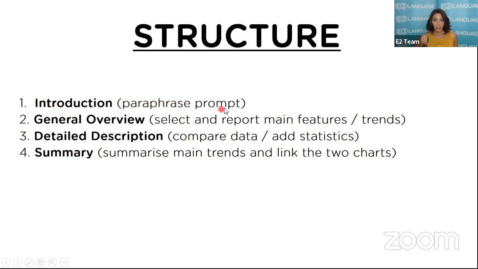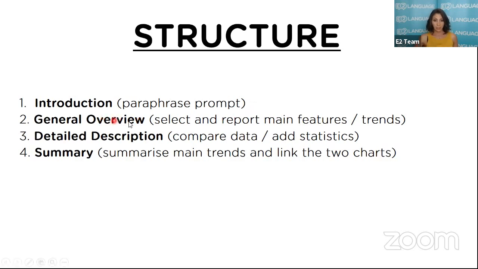So the introduction is a paraphrase of the prompt. Okay, you're given the charts and then you're given a prompt. A prompt basically tells you what the charts show. For your introduction, all you need to do is paraphrase this. I'm going to show you how.